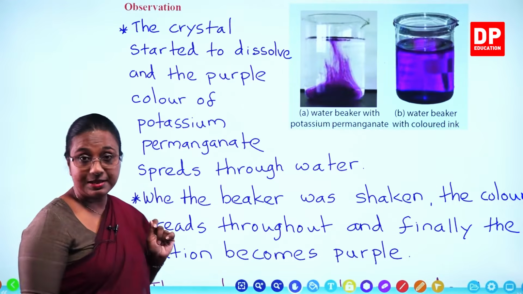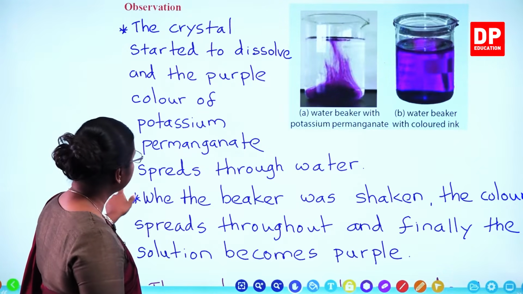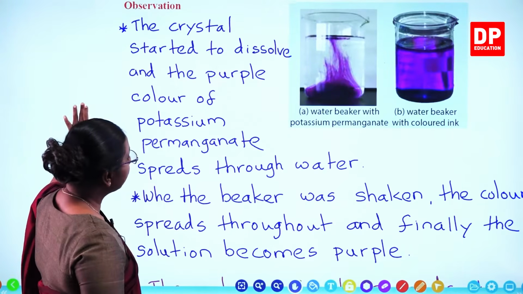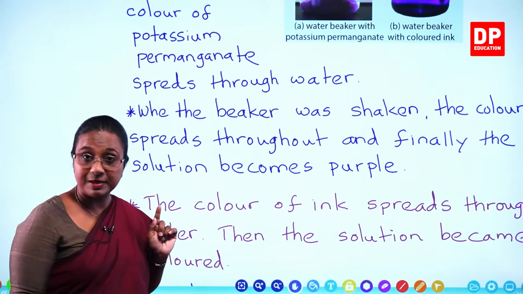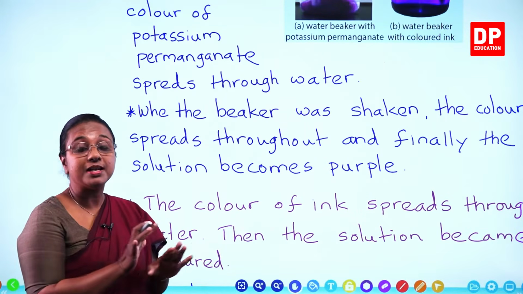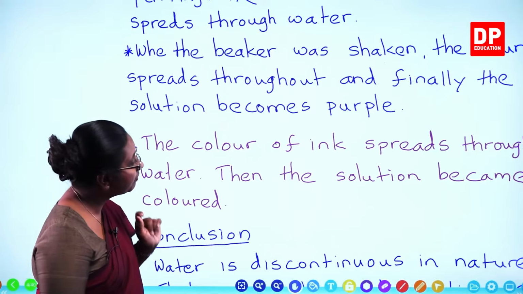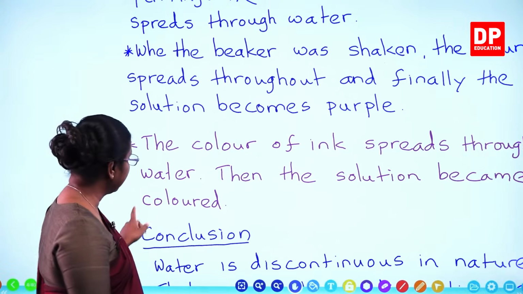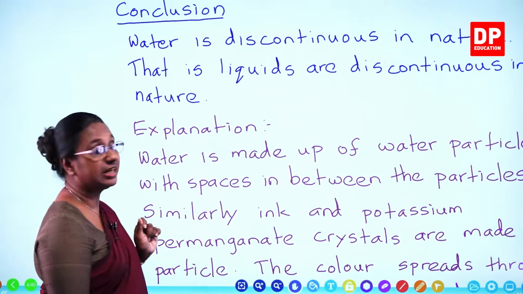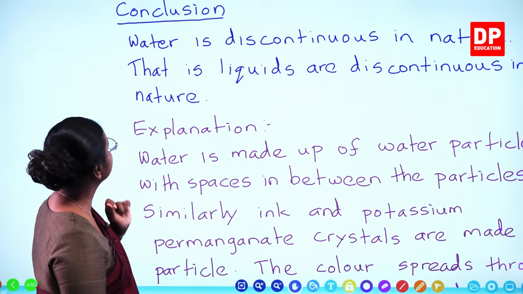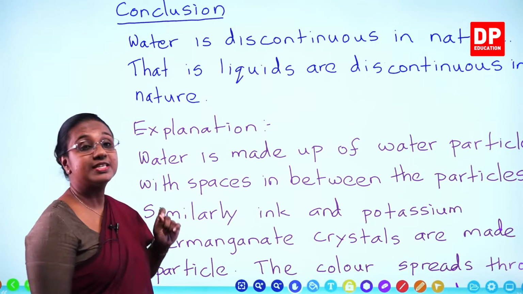So this is what we were able to observe. The crystal started to dissolve and the purple color of potassium permanganate spreads through water. Then after that, when the beaker was shaken, the color spreads throughout and finally the solution becomes purple. So at that time, the particles are completely mixed together. The same thing with the ink. The color of ink spreads through water, then the solution became colored. So from that, we were able to conclude that water is discontinuous in nature. From that, we can say that liquids are discontinuous in nature.